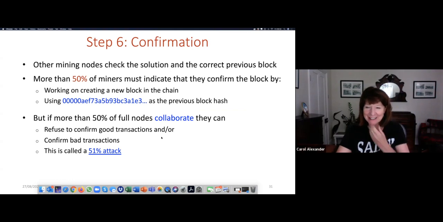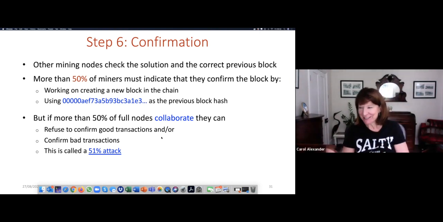Okay, so that was a nice little video. So when it said the mining nodes check the transactions, what they meant is that the full nodes attached to the mining nodes and the light nodes attached to the full nodes would do that. The mining nodes just carry on mining.